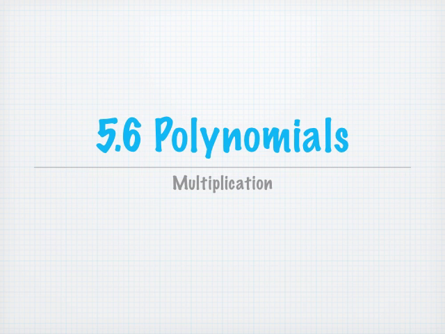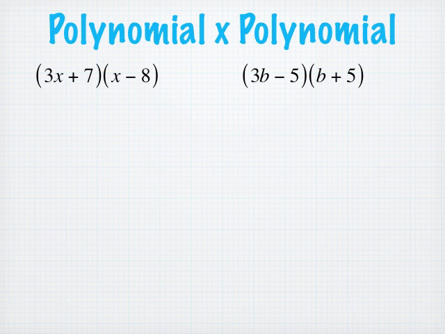Okay, now we will just have a lot of examples of multiplying polynomials. For these first two, I want to do this using FOIL. So first, 3x times x, outside, 3x times negative 8, inside, 7 times x, and last, 7 times negative 8.